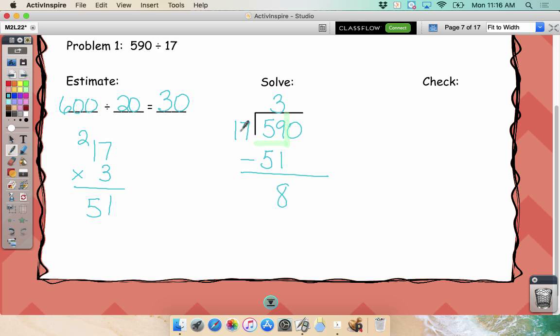Is 8 less than 17? Yes. Bring down my 0. And don't erase your guess and check, because now I can use that to help me figure out what I want to try next. So I know 3 is going to be too small because that's 51 and I got to get to 80. What do you think it's going to be, a 4 or a 5? 5. You want to try 5? Okay. So everybody try 17 times 5.